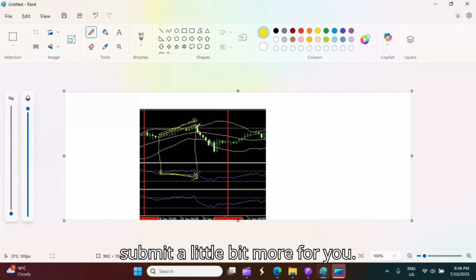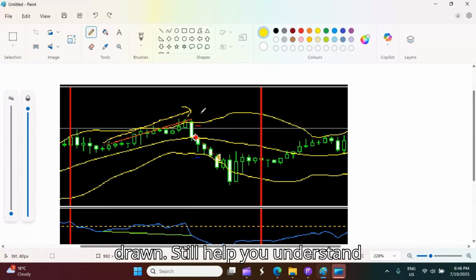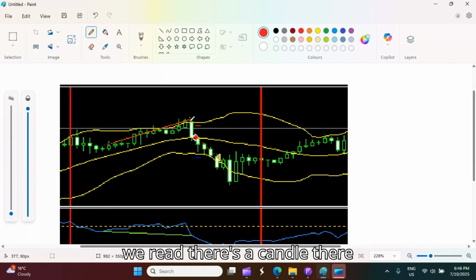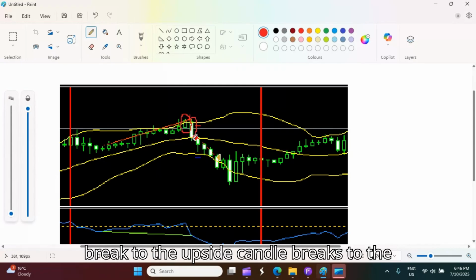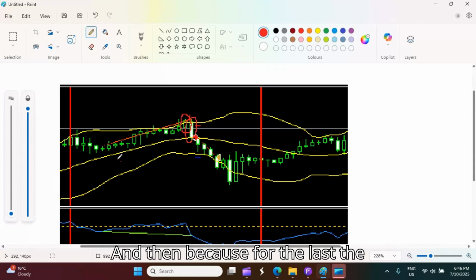You can see it in this instance. If I zoom in a little bit more for you, I'll get rid of all the lines I've drawn just to help you understand what's going on. I've already drawn with red. There's a candle there that breaks to the upside, then a candle breaks on the downside of the upper band. The configuration currently on the board is that for the last 15 candles, these being candle number 1, then number 2, number 3, and so forth up to candle number 15 over here.